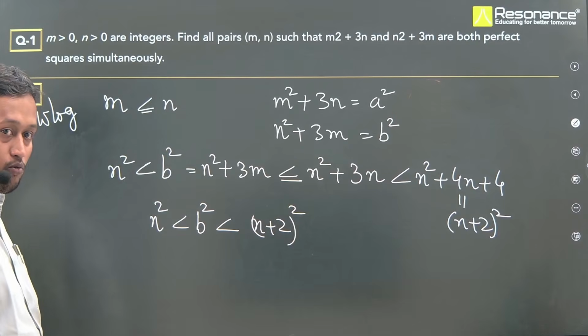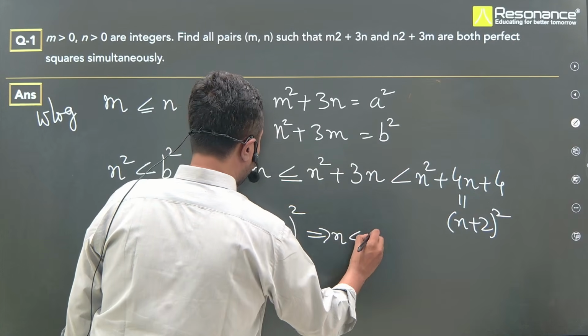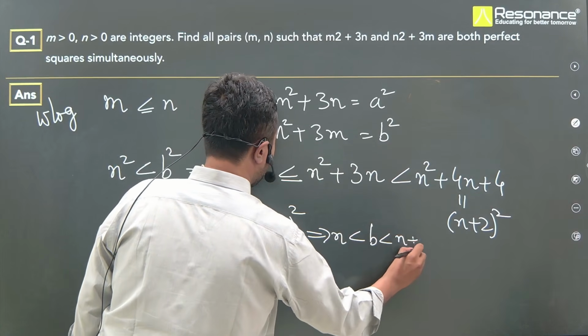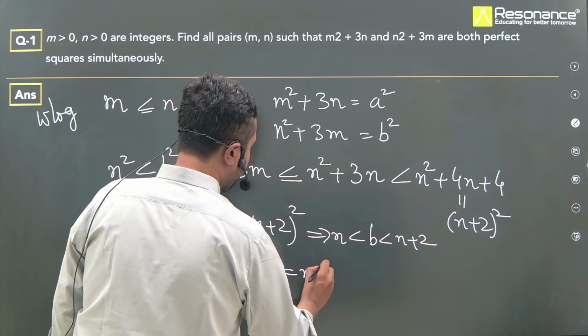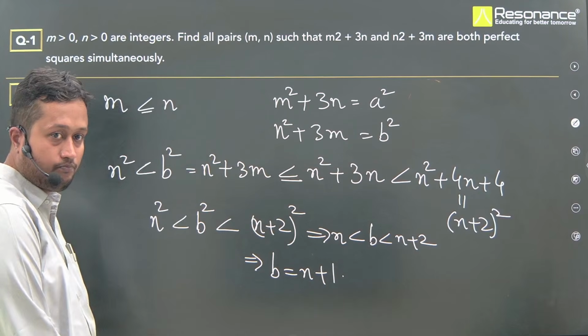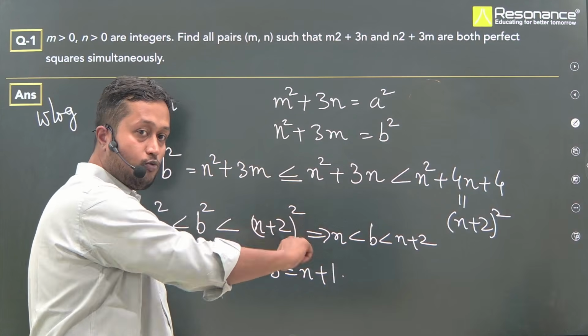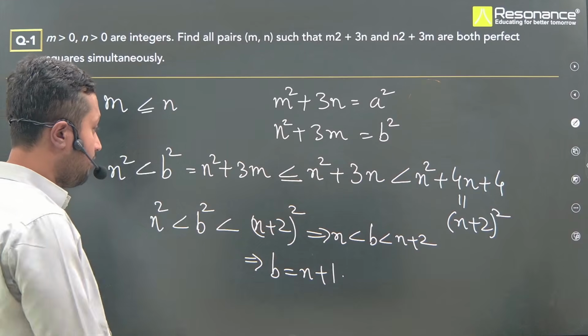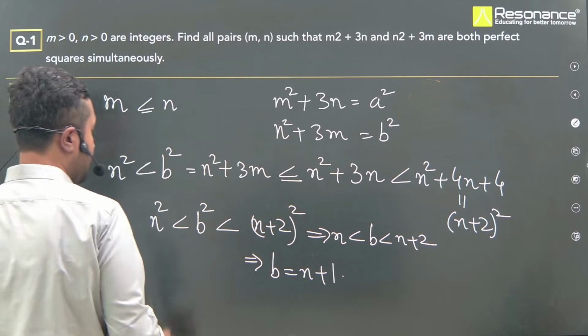So I can remove the square roots. That means N is less than B, less than N plus 2. So the only possibility is that B must be N plus 1. That's the only way, right? Because you're looking at an integer squeezed between 2 integers, and the gap is 2, so it should be the middle number. And that is N plus 1.